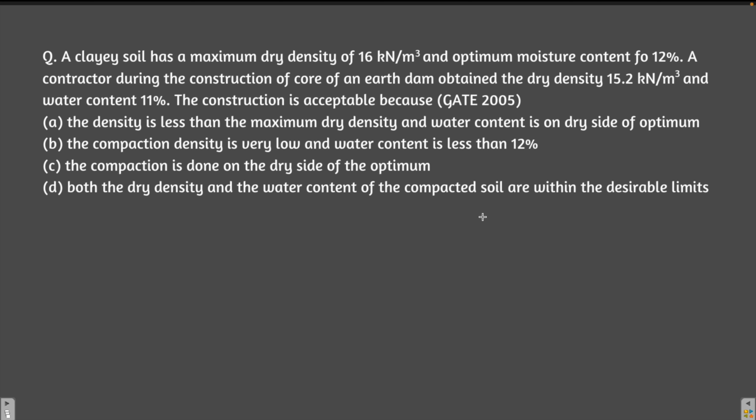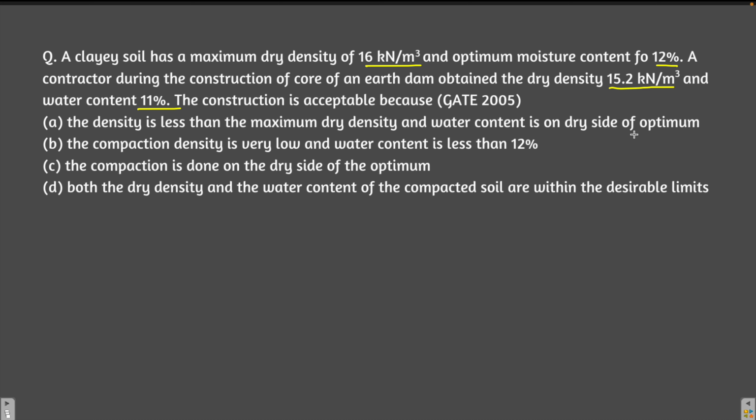A clayey soil has maximum dry density of 16 kilonewton per meter cube and optimum moisture content of 12%. A contractor during the construction of the core of an earth dam obtained the dry density of 15.2 kilonewton per meter cube and the water content of 11%. The construction is acceptable because... So they are asking why the construction is acceptable. Let's see the statements. The density is less than the maximum dry density and the water content is on the dry side of the optimum.